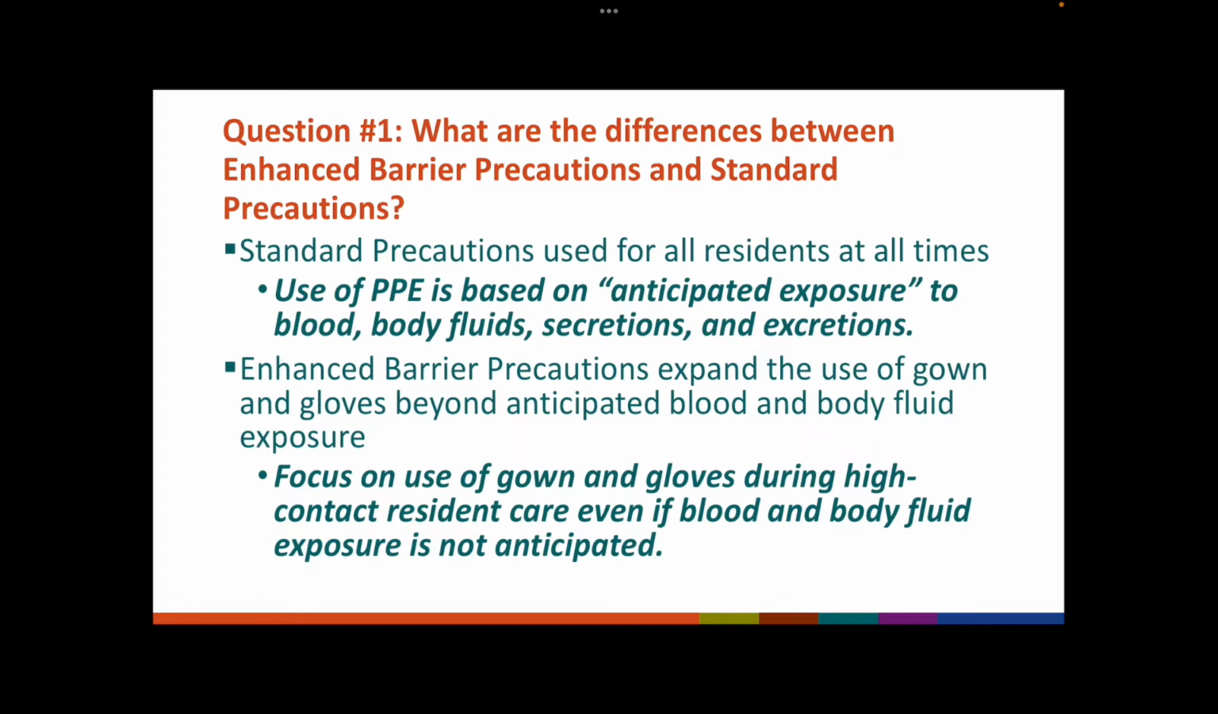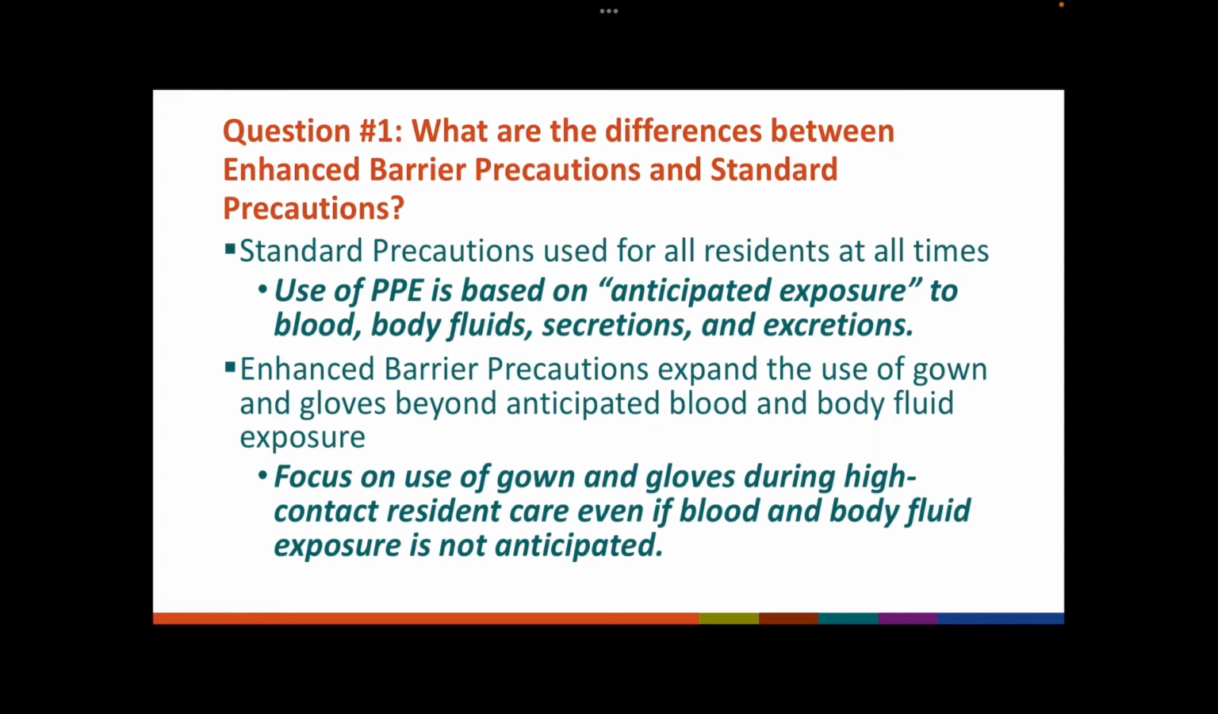Enhanced barrier precautions, on the other hand, expand the use of gown and gloves beyond anticipated blood and body fluid exposures. They focus on the use of gown and gloves during high contact resident care activities that have been demonstrated to result in the transfer of MDROs to hands and clothing of healthcare personnel, even if body fluid and blood exposure is not anticipated. Enhanced barrier precautions are recommended for residents known to be colonized or infected with an MDRO, as well as those at increased risk of MDRO acquisition, for example, residents with wounds or indwelling medical devices.